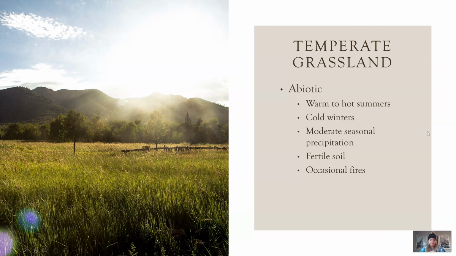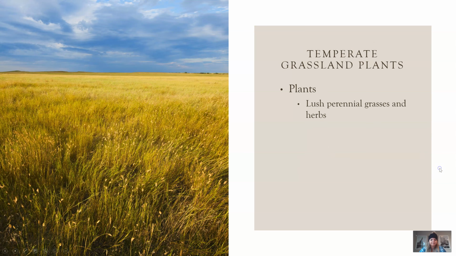All right, temperate grasslands. The abiotic features here are warm to hot summers, cold winters, moderate seasonal precipitation, very fertile soil, but occasional fires because of all the grass. So much of what we see here in a temperate grassland are lush grasses and herbs. So you think of the Great Plains of grasslands. That's what we're looking at here.